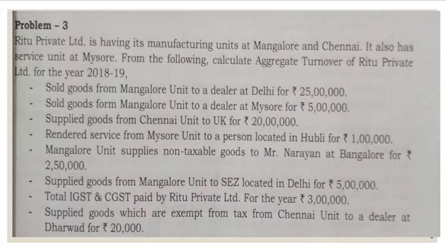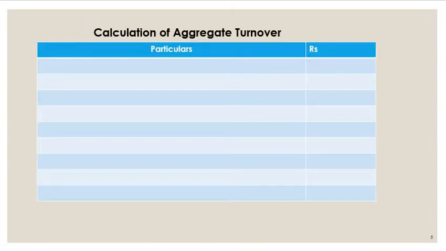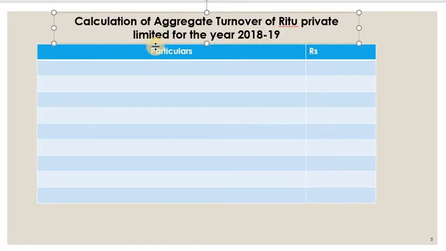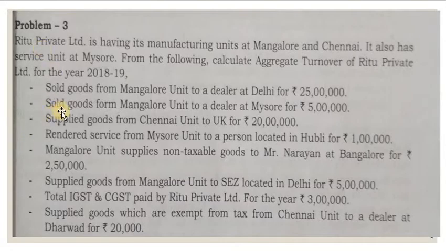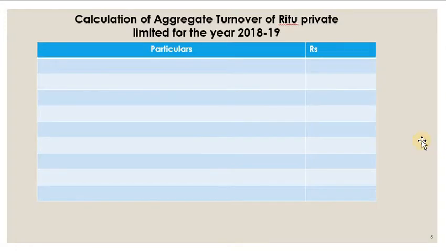Now let us calculate the aggregate turnover for Ritu Private Limited. Calculation of aggregate turnover for Ritu Private Limited, with particulars and rupees. Let us discuss one by one and we will write. The first one is sold goods from Bangalore to a dealer at Delhi. It is an interstate supply, which is included in aggregate turnover.